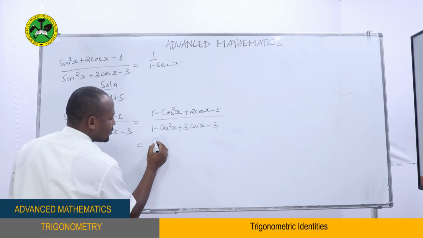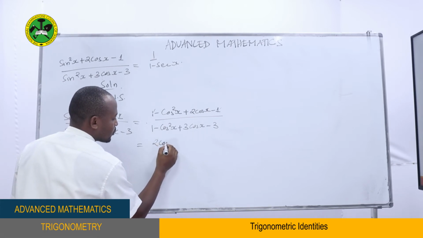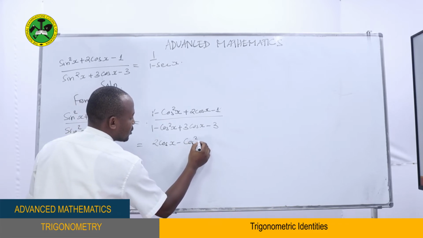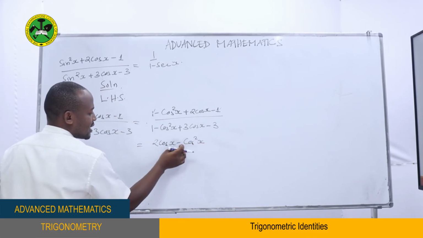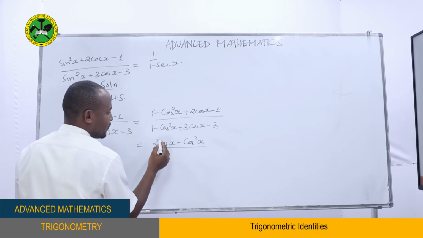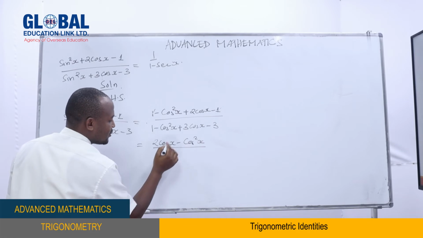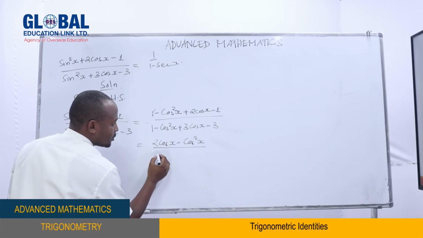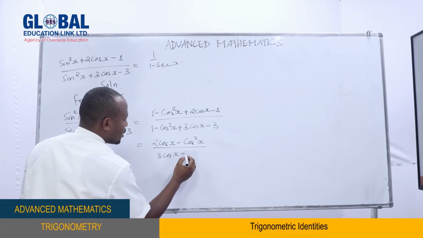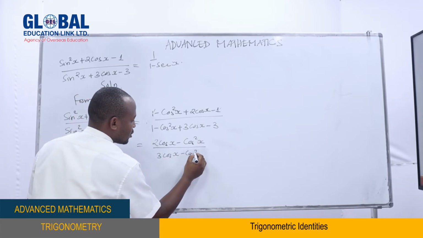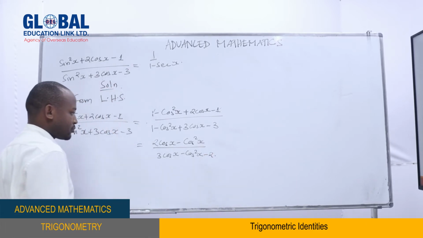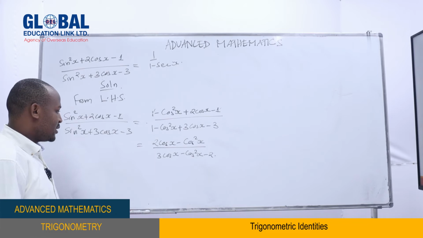That means we shall have, let's say, 2 cos x minus cos square of x, so that I did not forget that negative, that's why I've written that way, over this one and that one, that means we are left with 3 cos x minus cos square of x minus 2. And what can we do from there?